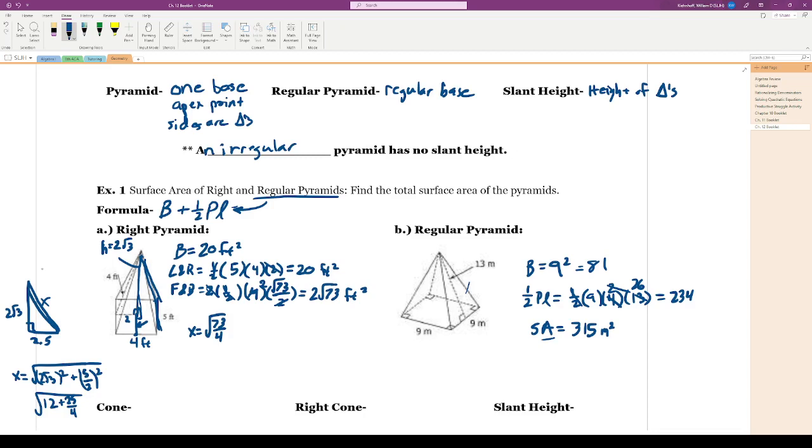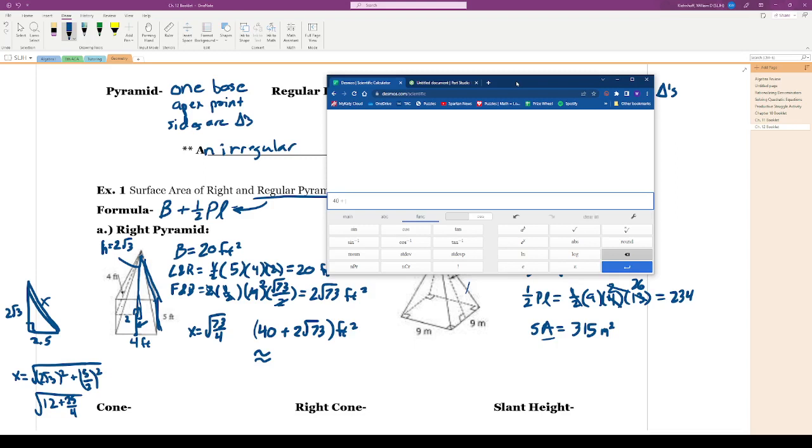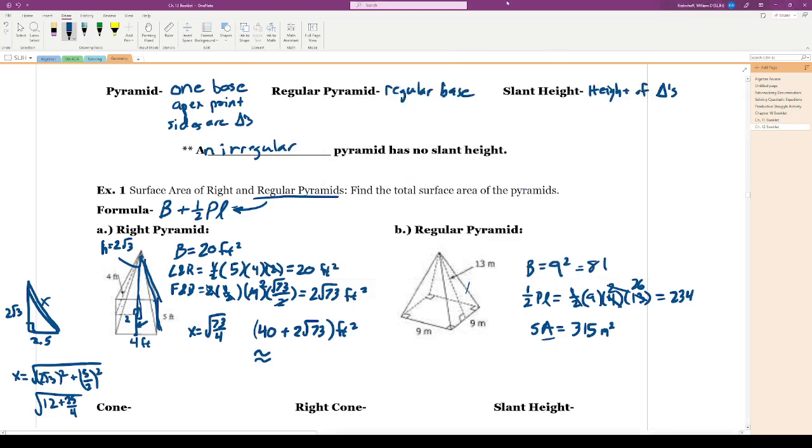Now if we add these up, we get 20 plus 20. That's 40 plus 2 square root of 73. And that's in square feet. I think we definitely should get an approximation for that. So let's look at the calculator and do 40 plus 2 square root 73. So it says that's about 57. It actually works out to a pretty nice number, about 57.1 square feet.